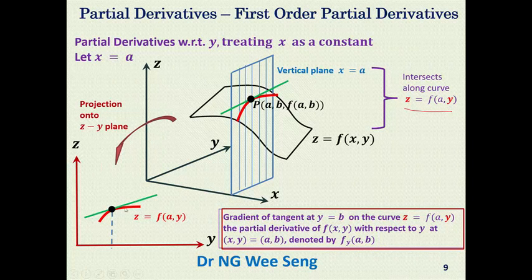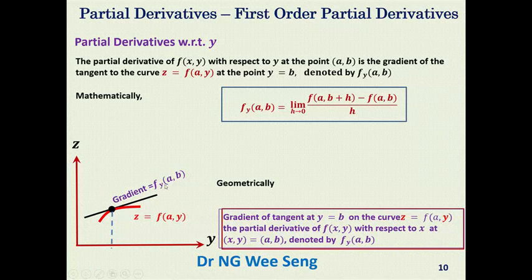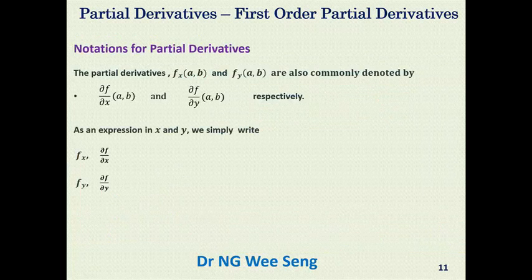On this curve, we can draw a tangent line, the line in green. And the gradient of this line is the partial derivative of f with respect to y. And the notation, it will now be f subscript y, to denote that we are differentiating f partially with respect to y. Finally, another notation is to write df/dx instead of f subscript x. So these are two commonly used notations.